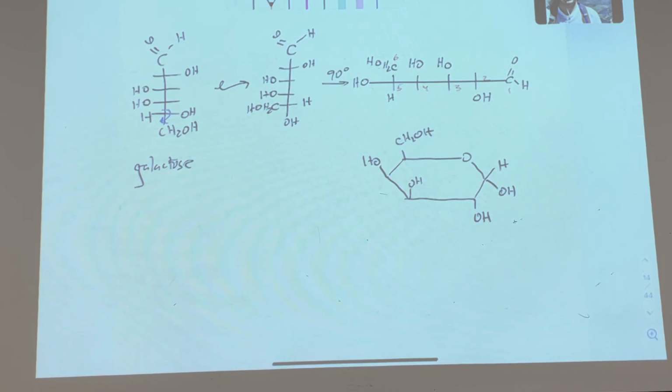If we wanted to name this, can we start with those 4 things, the 4 descriptors? In terms of the anomeric form, it's alpha. It's a D sugar. The identity is galactose. And it's a 6-membered ring. Questions there?